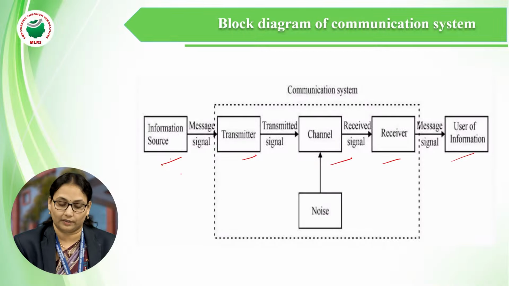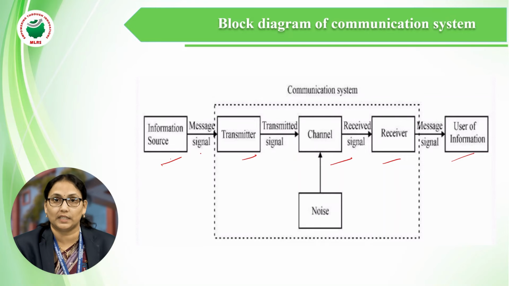Whatever information is available in the information source is transmitted to the transmitter. The signal coming from the information source is called the message signal. That message signal is given to the transmitter. The message signal may be a low frequency signal, it may be a voice signal.